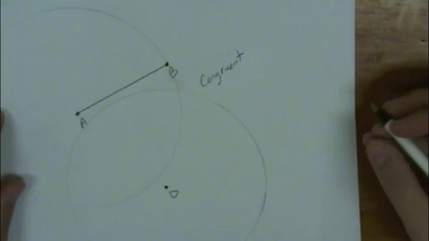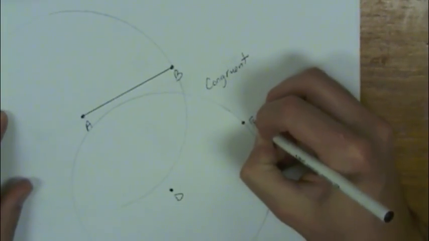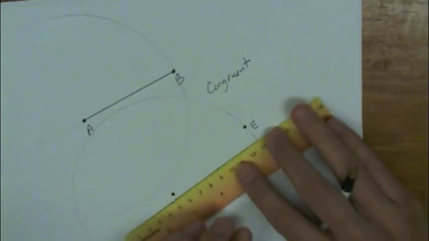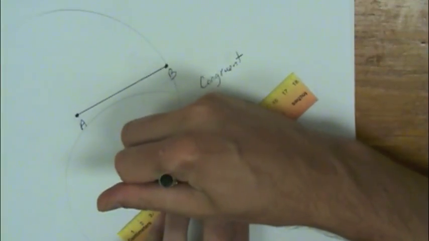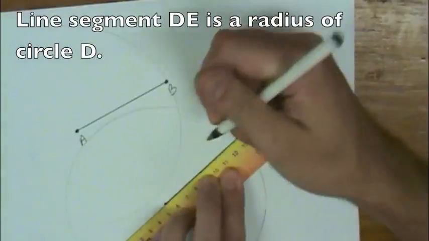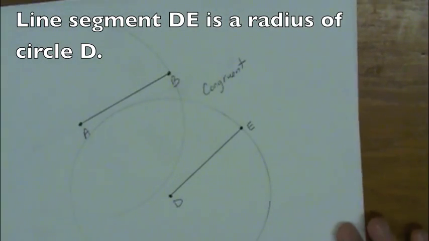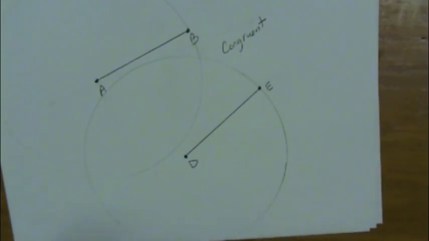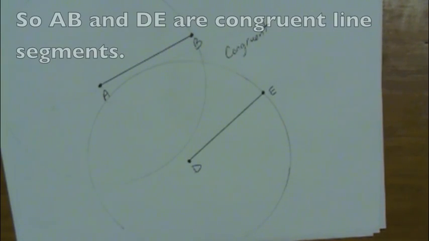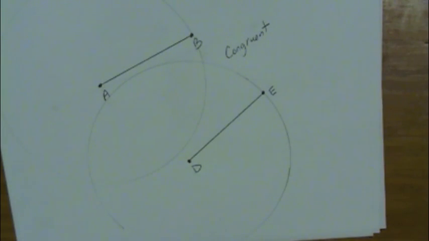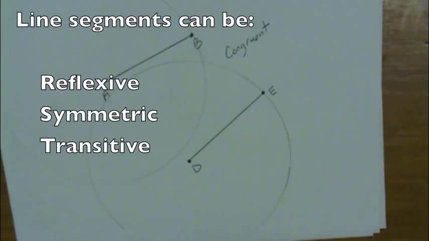If I place a point E on the circle, and then I connect D to E using my straight edge, I've created another line segment, which is also a radius of circle D. Because circle A and circle D are congruent to one another, they were drawn with the same radius, we know that AB and DE are also congruent to one another. In class, you will draw a variety of congruent segments in different positions and learn what it means for line segments to be reflexive, symmetric, and transitive.